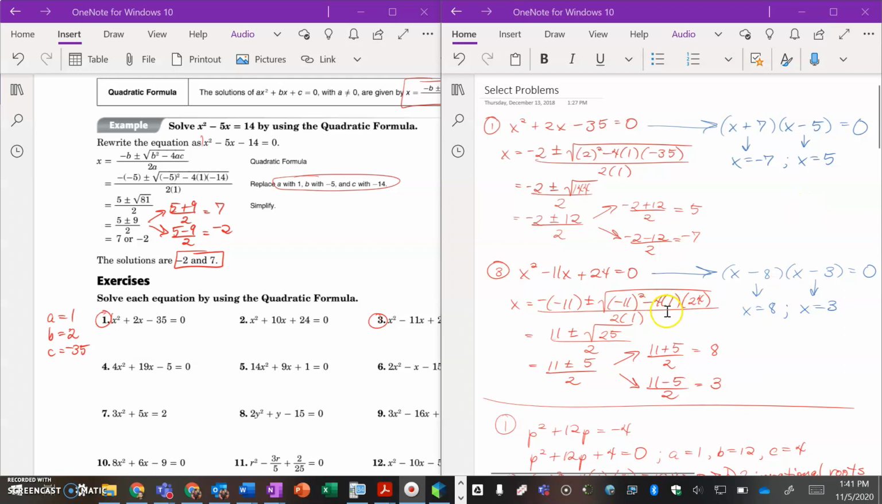Number 3, I urge that you take a look on your own separately. It does work out where you do again get two nice rational answers, whether you use the quadratic formula, factoring, or looking again at the graph. Let's go ahead and continue.